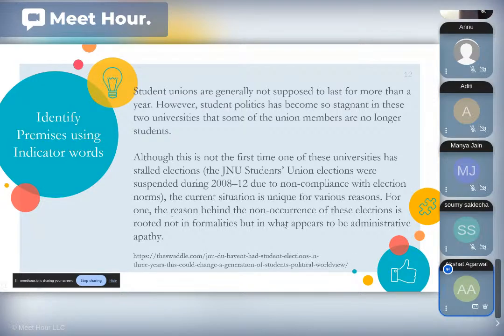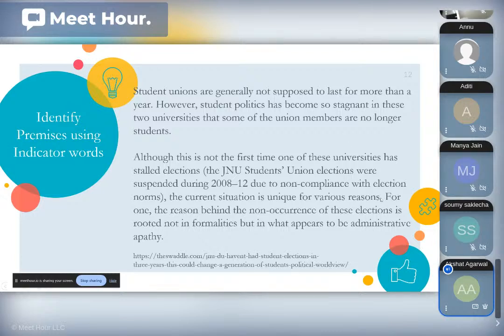Now, again, if you see in the third line, the word for is used. "For one, the reason behind the non-occurrence of these elections is rooted not in formalities, but in what appears to be administrative apathy." So the premise of the author is that there is administrative apathy, and the conclusion, in general, is that the politics in these two universities has become stagnant. So that's the argument of the author, and we can spot this easily because we can see the word for.